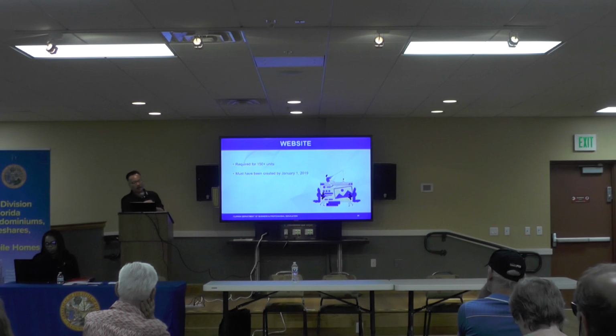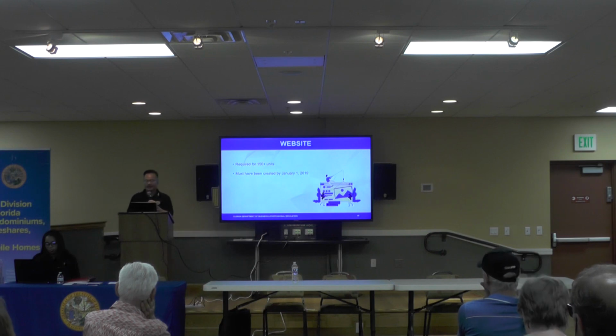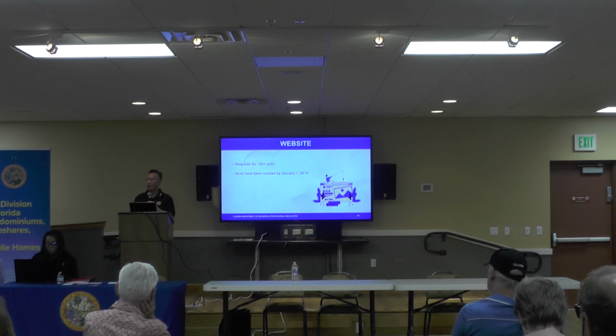An association with 150 or more units must provide a list of documents on the association website. The website must be independently owned and operated by the association or operated by a third-party provider with whom the association has the right to operate a web page. The association must provide an owner, upon request, with a username and password to the protected section of the association website.